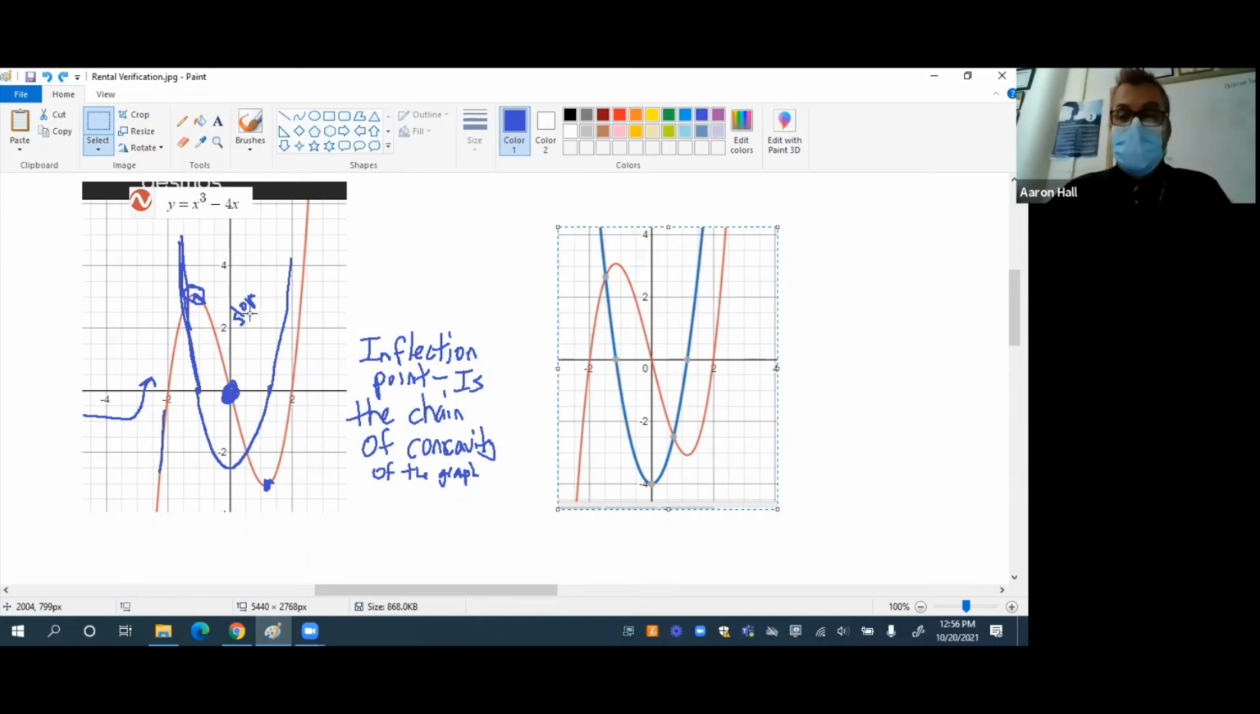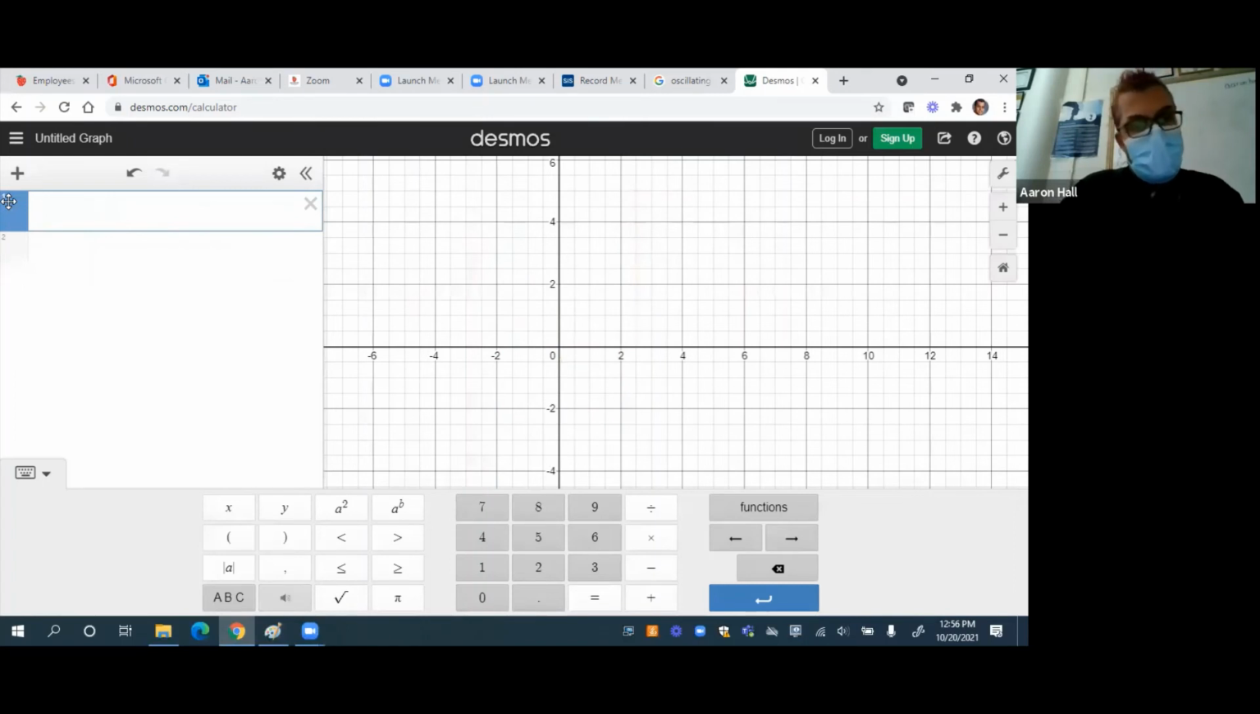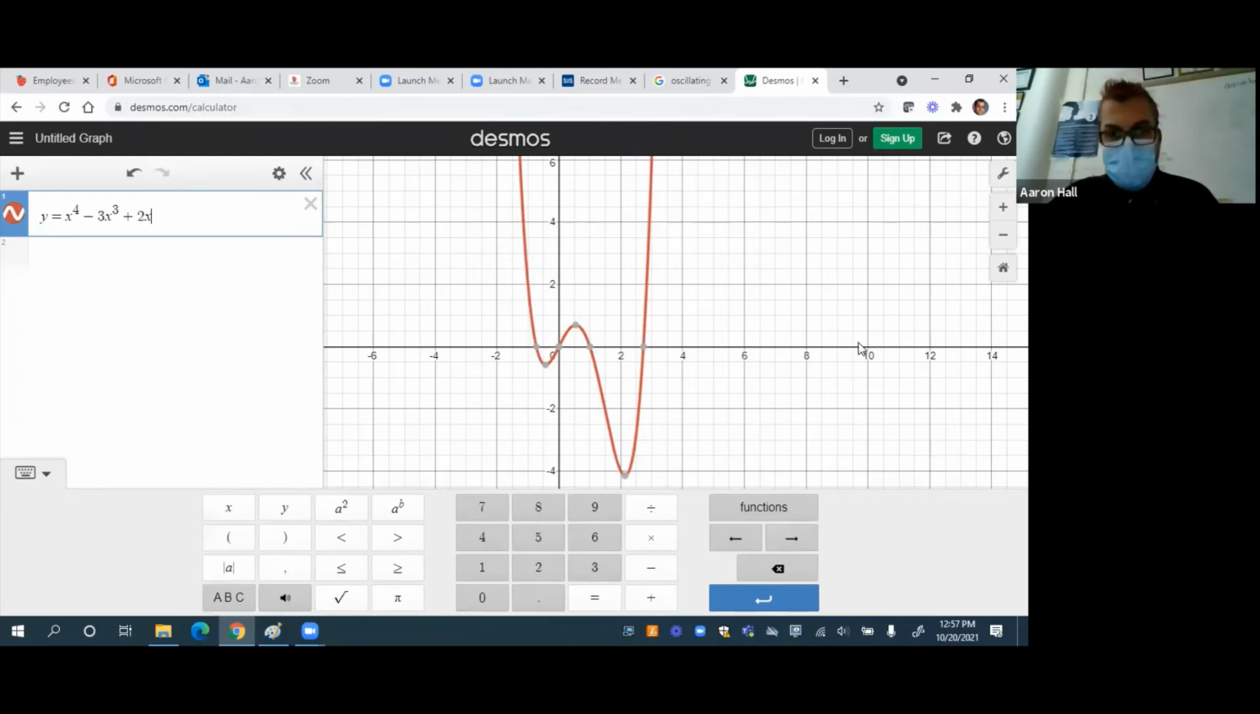Okay. Yes. This was actually the last thing I really wanted to talk about. So let's look at something. What if I have y equals x to the 4th minus 3x cubed plus 2x? Ooh, that one looks sort of fun. Let's do that one.